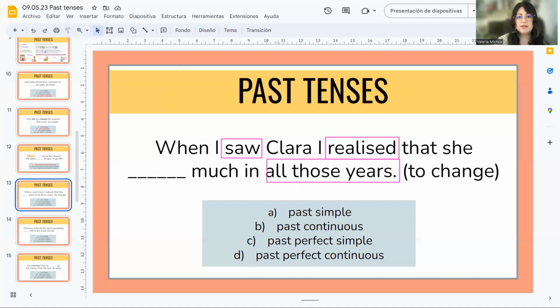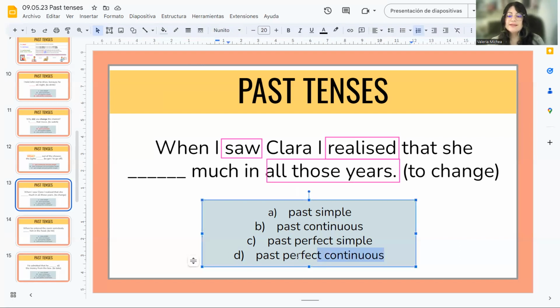I would say I agree a little bit, not with everything that Ludmila said. I don't agree that it's the perfect continuous because she had been changing much all these years. It's not so common to refer to the changes in the continuous form. So I wouldn't understand. It sounds bad. Yeah, it sounds weird. Even in Spanish, if we think about it in Spanish, it sounds weird.